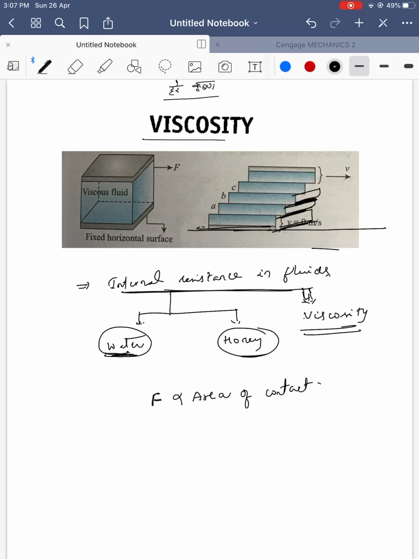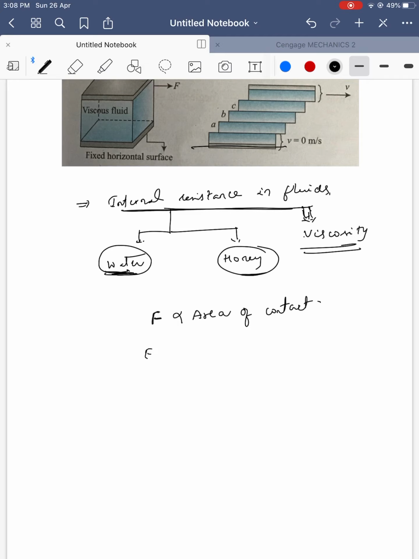This is a one dimensional view, so we are not able to see the other side of the layers. So force is proportional to area of contact. Force is also proportional to velocity gradient. Remember, velocity gradient is the change in velocity with respect to position, dv by dy. So this is called velocity gradient. Force is proportional to dv by dy.